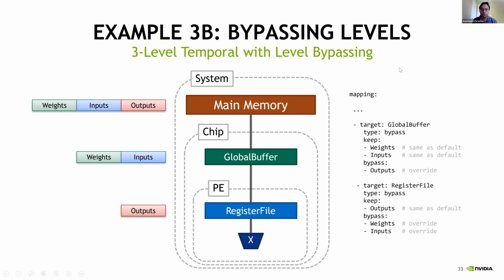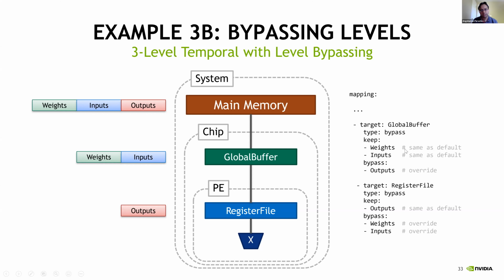You do that using something that we call a bypass. And a bypass is part of the mapping, right? It's one of the ways in which you map a workload onto a given architecture. And in this case, what we're saying is, hey, Mr. Timeloop model, at the global buffer, I want to describe a bypass mapping directive. And within that bypass mapping directive, I want to tell you that you please keep the weights and inputs at this level, but bypass the outputs.